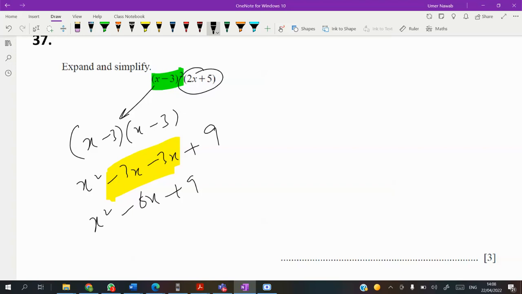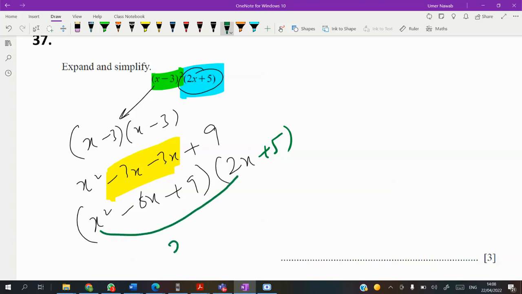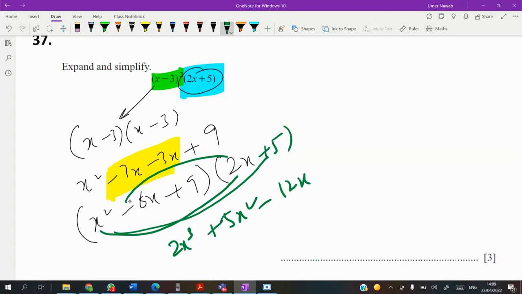Now there is a bracket 2x plus 5. I have to multiply here with the final result, 2x plus 5. So x squared multiplied with 2x is 2x cubed. Then x squared multiplied with 5 is 5x squared. Then minus 6x multiplied with 2x is minus 12x squared. And then minus 6x multiplied with 5 is minus 30x. Then 18x, because 9 times 2x is 18x, and 9 times 5 is 45.